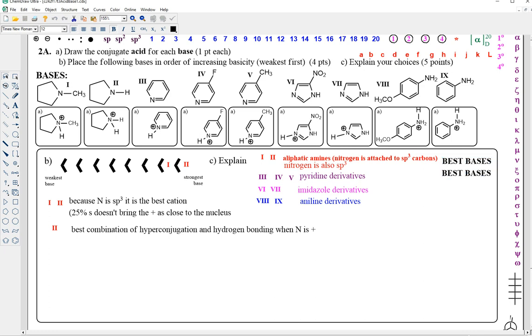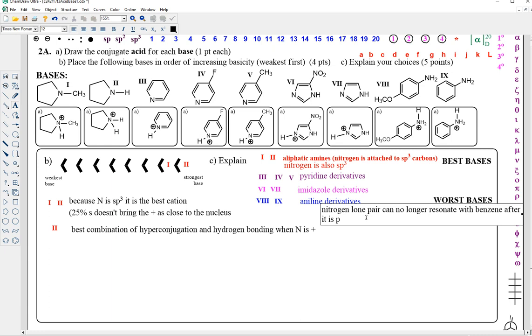The worst bases of the categories here are the aniline derivatives. The reason is the nitrogen lone pair can no longer resonate with benzene after it is protonated.